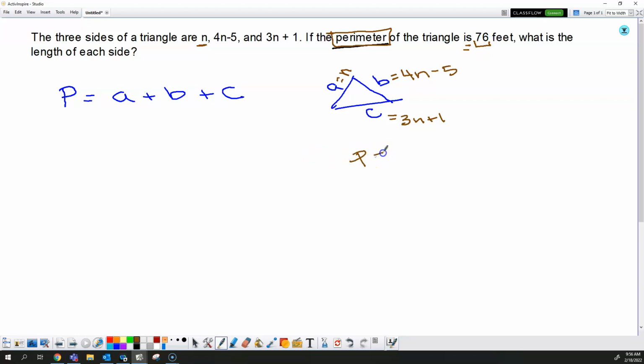So P is 76. If we replace the letters from the formula with what we have here, we have 76 equals n plus, because this second term has more than one term in it, we're going to contain that within parentheses. That protects us if something had a multiplication on the outside of the term. And then our last one, plus C, is 3n plus 1.